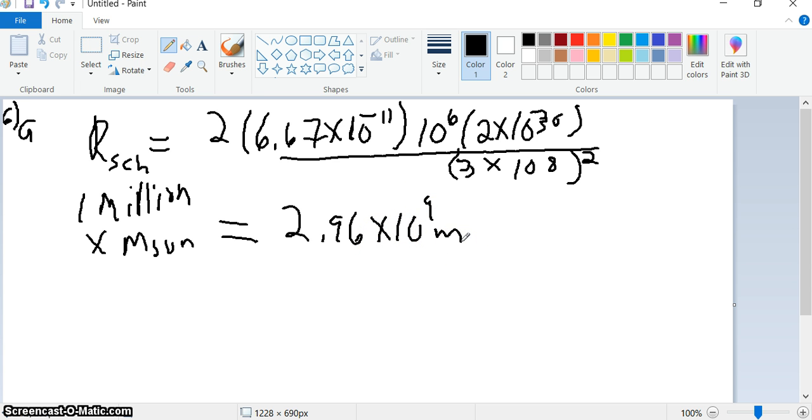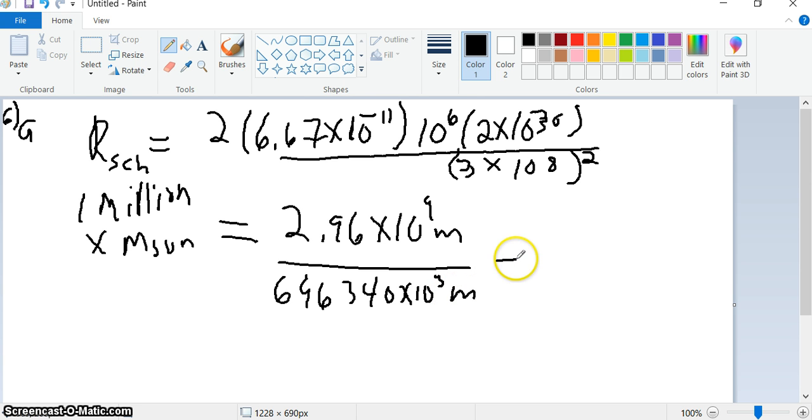Meters. All right, just to give you some sense, we're going to compare that to the size of the sun. So this is the Schwarzschild radius. If you compare it to the size of the sun, which is 696,340 kilometers, or to change that to meters, times 10 to the 3rd, or just add 3 zeros, meters, right? And so that tells us.